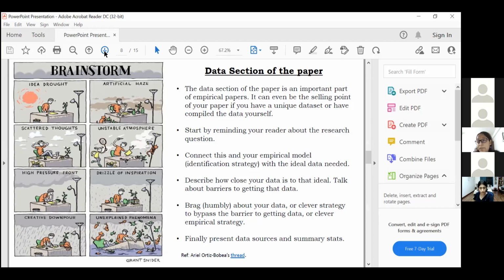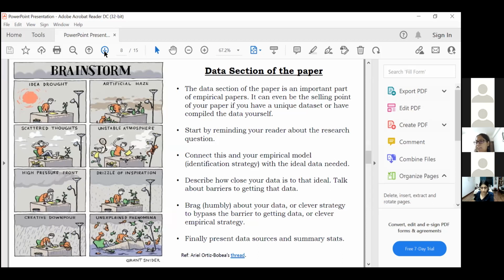So for empirical papers, it can be an important selling point of your paper, especially if you have a unique data set that others haven't found, or if you have compiled the data yourself. So how can you make this section cool? Start by reminding your reader about the research question. Tell them that this is what you're asking, and then connect this to the empirical model. If you are doing some causal work, then connect it to the identification strategy, which will tell you the ideal kind of data that you need to do this. So if you're asking this research question, here's how you would answer it, and this is the ideal data set that you would need. And then describe how close your data set is to that ideal data set.